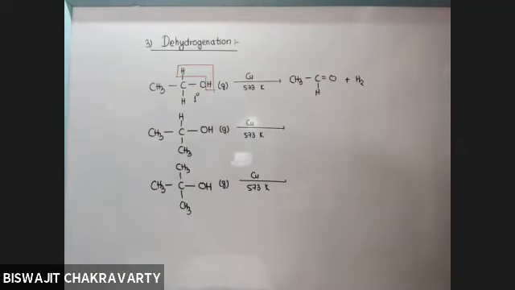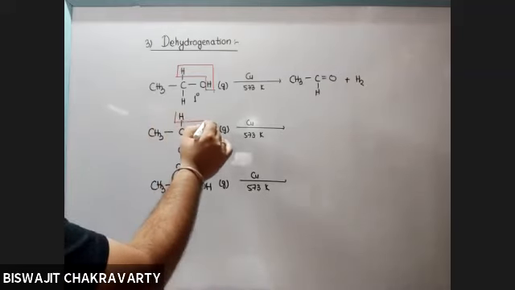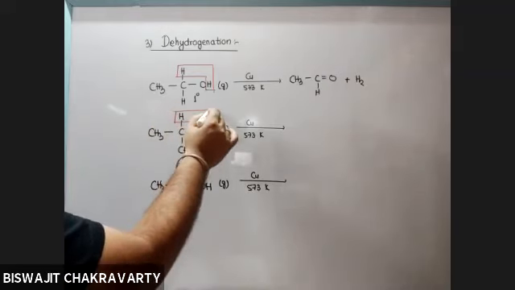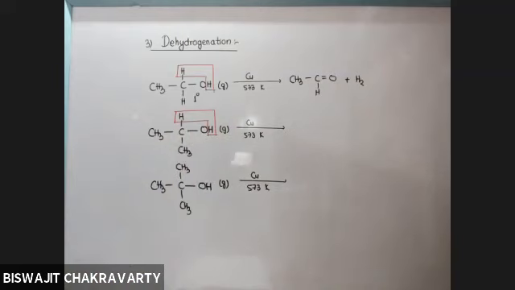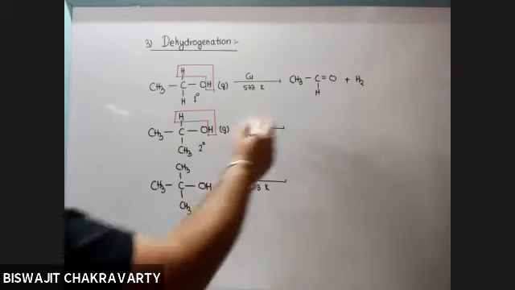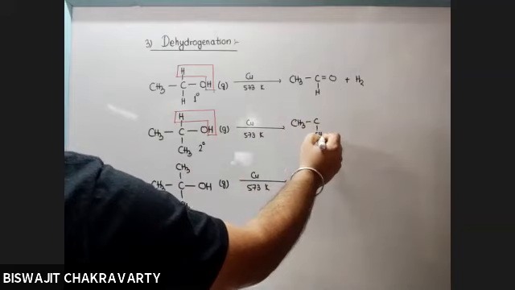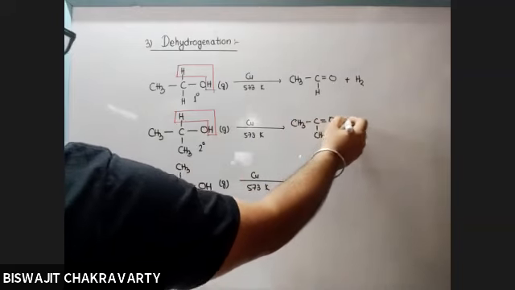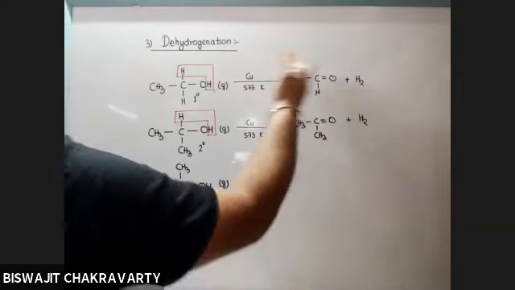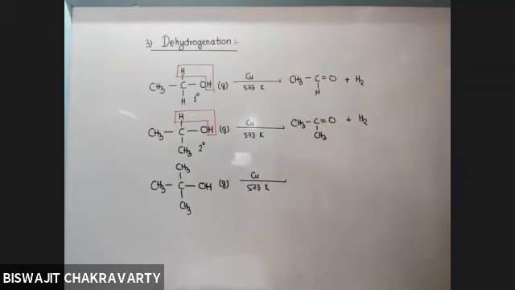Secondary alcohols, as usual, will lose hydrogen, and when hydrogen is lost, here the product formed is a ketone. So 1 degree is producing aldehyde and 2 degree is producing ketone.